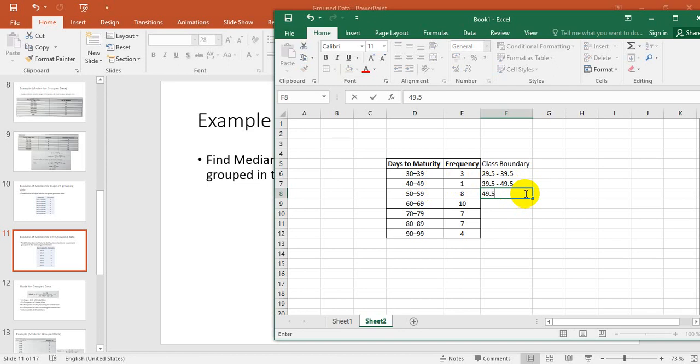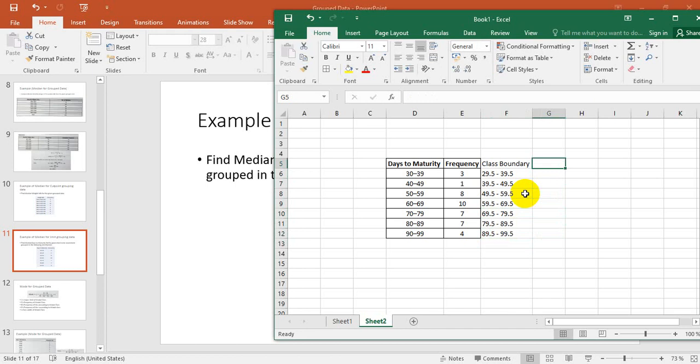सिमिलरली 49.5 to 59.5, 59.5 to 69.5, 69.5 to 79.5, and then 79.5 to 89.5, then 89.5 to 99.5. ओके, सो एक काम तो हमने ये कर लिया कि गैप्स फिल कर लिए.